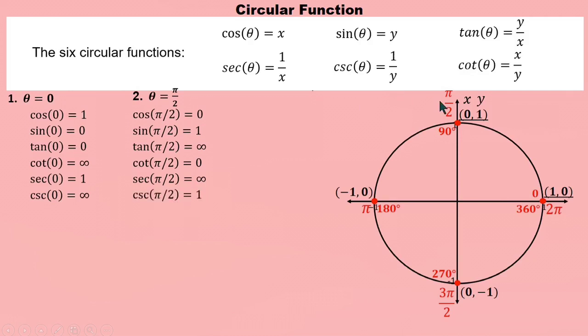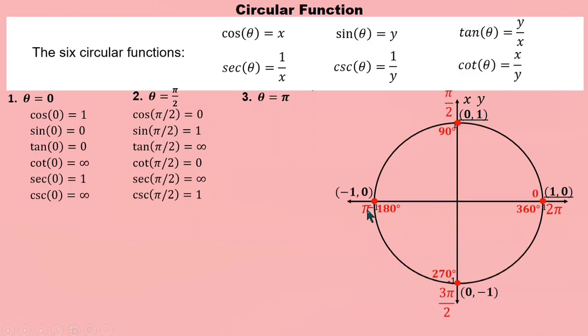1 over y or 1 over 1. Y is equal to 1. 1 divided by 1 is 1. So these are the 6 circular functions of theta pi over 2 or 90 degrees. Next, let us determine the 6 circular functions of pi or 180 degrees.